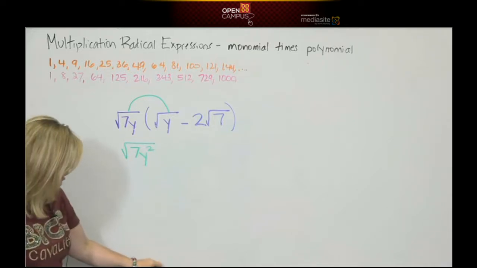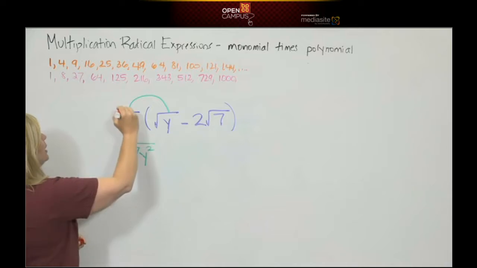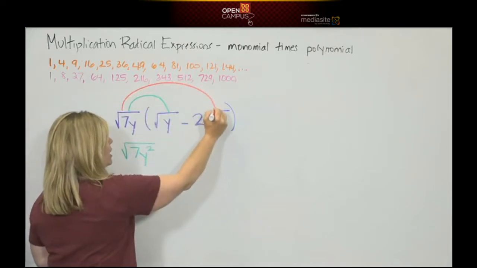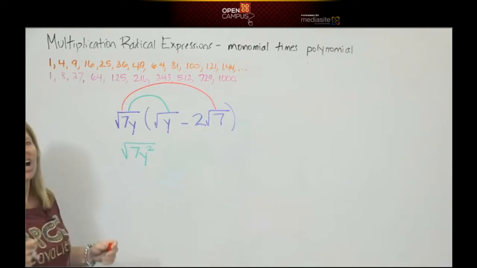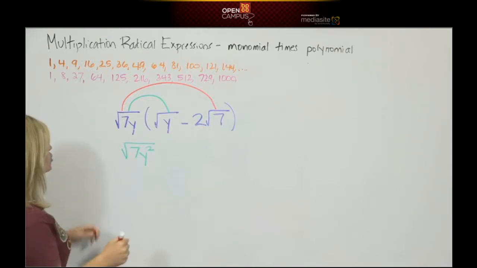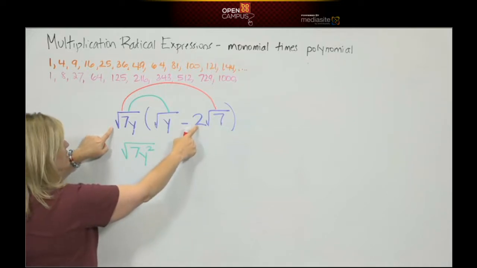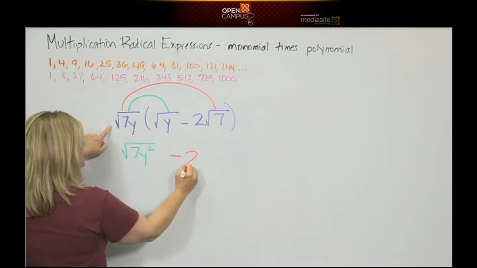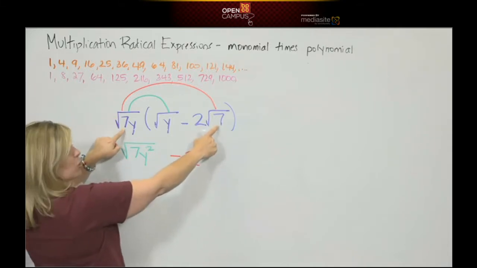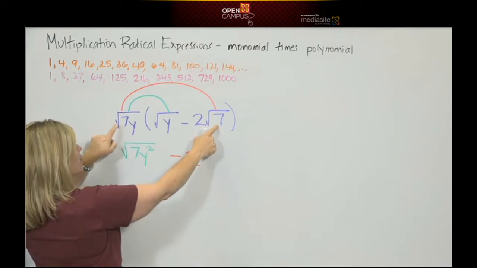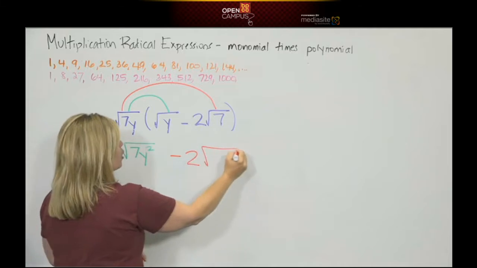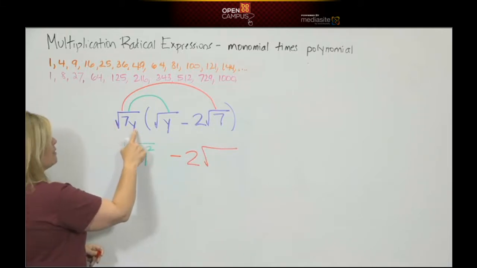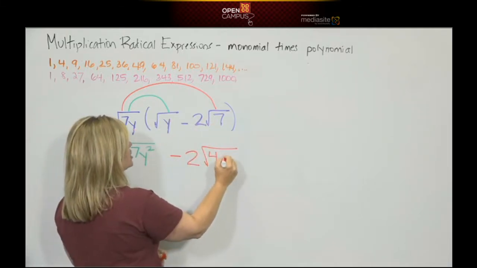Are we done multiplying? No, because we're not done distributing. Now we got to take our square root of 7y and multiply it to this term, negative 2 square roots of 7. Again, coefficients first. There's a 1 out here, and there's a negative 2 out here. 1 times negative 2 would be negative 2. Then we'll multiply the radicands, what's inside. Square root of 7y times square root of 7. So we'll put our square root symbol. 7y times 7 is 49y.